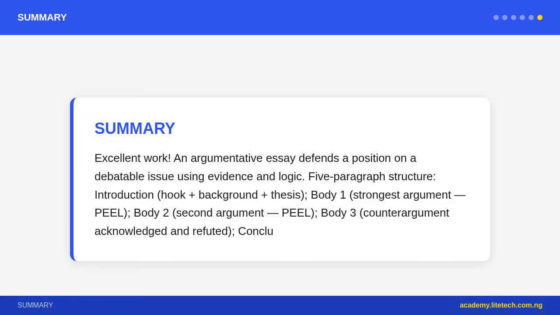For homework, write a full 5-paragraph argumentative essay on this topic: Secondary school students should be allowed to wear any clothing they choose instead of school uniforms.